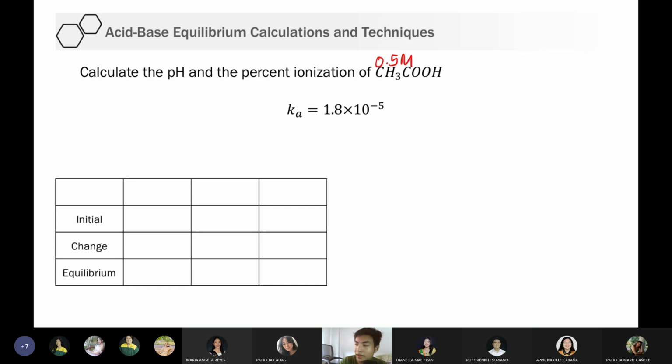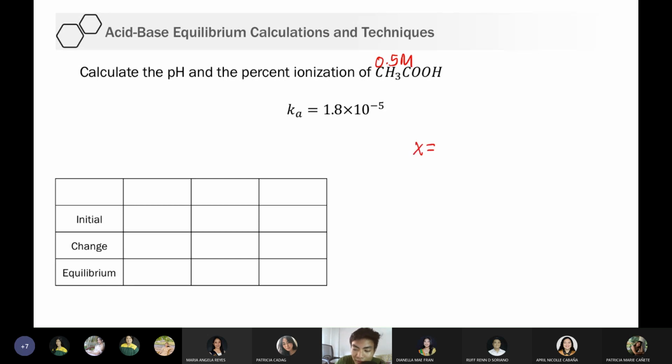Okay, so nagbabalik tayo. Question, can we use the small x approximation? Anyone? Ayan, so yes, we can use the small x approximation because 0.5 divided by 1.8 times 10 raised to negative 5 is that's 27,000. No? So, ibig sabihin, qualified talaga siya for the small x approximation. So, madali na lang to.